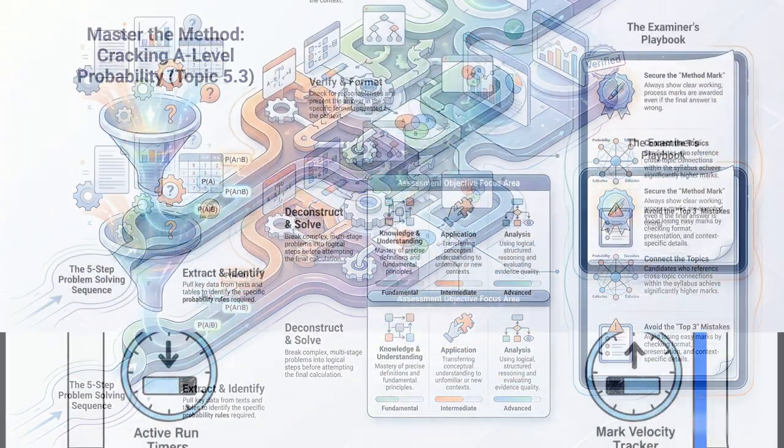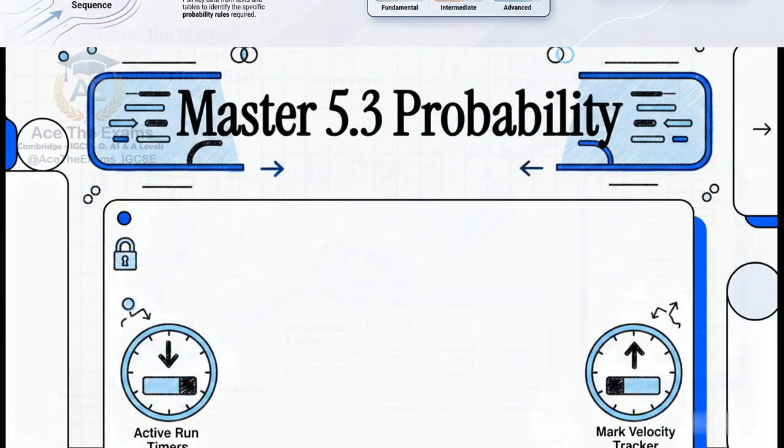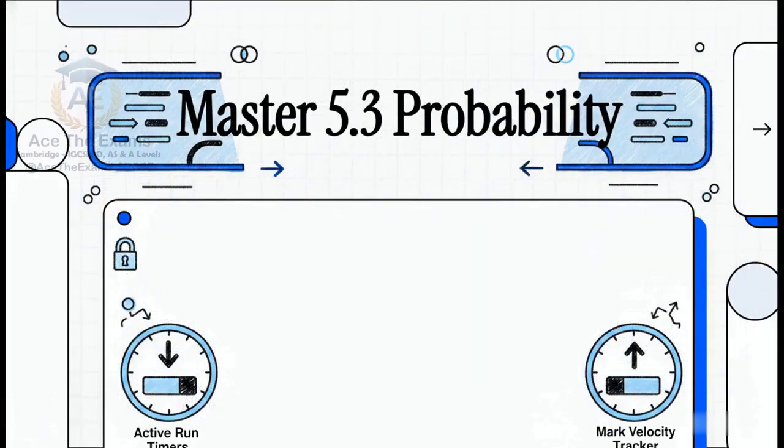Today, we are treating the Cambridge syllabus exactly like an esport, and we are going to perfectly optimize your next run. We are targeting one of the most notoriously tricky, time-draining areas in the entire AS and A-level mathematics 9709 syllabus, Unit 5.3. Probability addition and multiplication rules. This is the exact zone where so many candidates bleed easy marks against the clock. They get bogged down, their mark velocity drops to zero, and the timer runs out before they can clear the high tariff questions at the end of the paper.